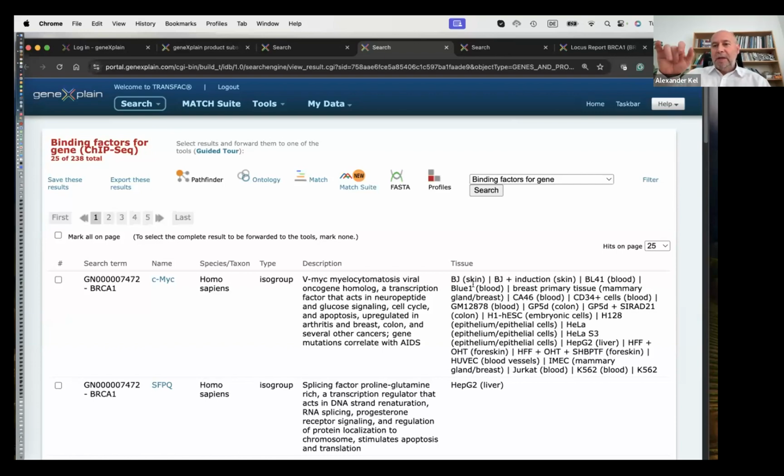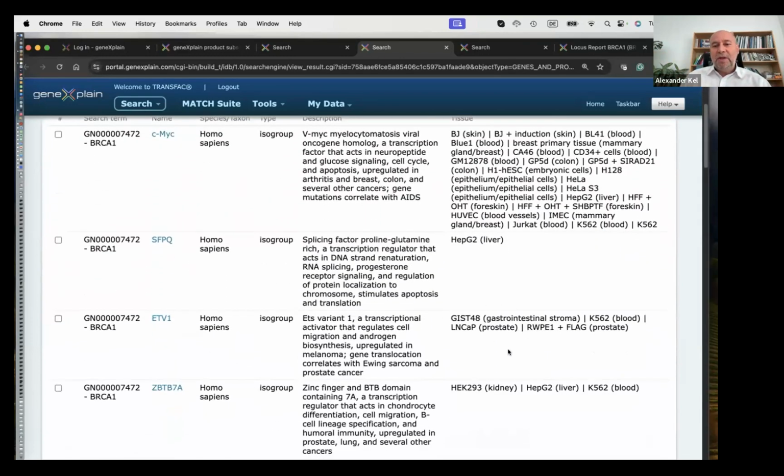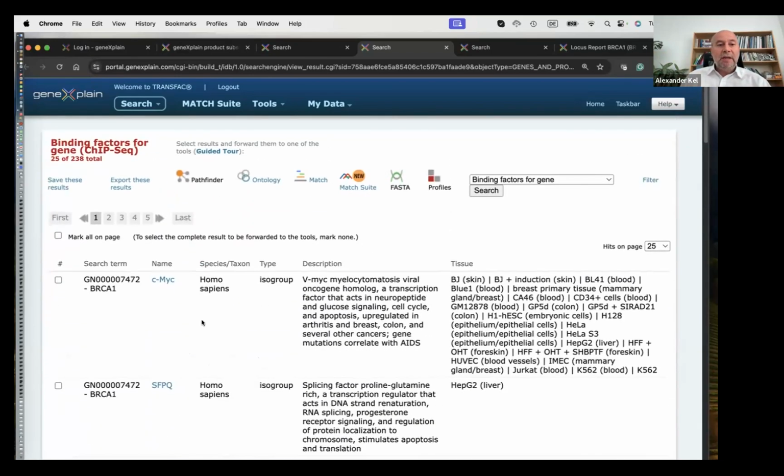And we check which peaks from different ChIP-seq experiments were actually detected, from various papers, from the ENCODE project, from other papers, and then we document this in the database. Now you can see which transcription factor and from which ChIP-seq data are regulating my BRCA1 gene. So you can see this list. You can actually export this list. You see how many of those transcription factors, like 238, and you can save this result. You can export this result as a table for your further analysis.